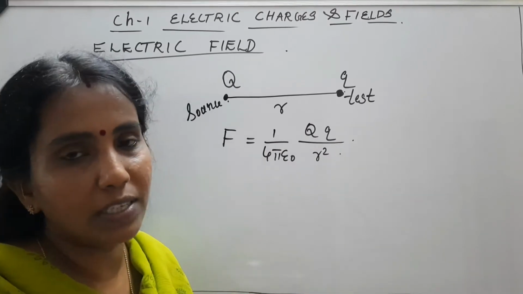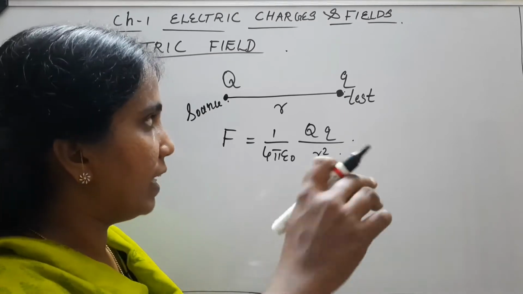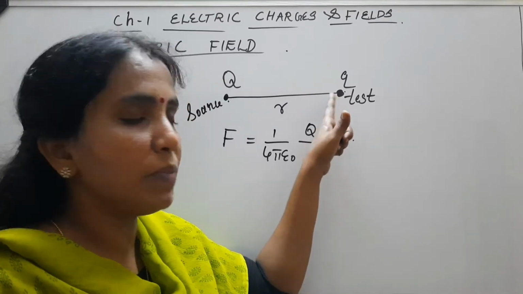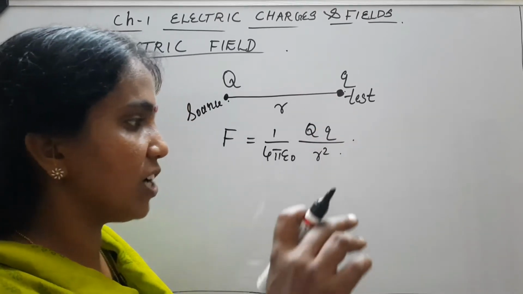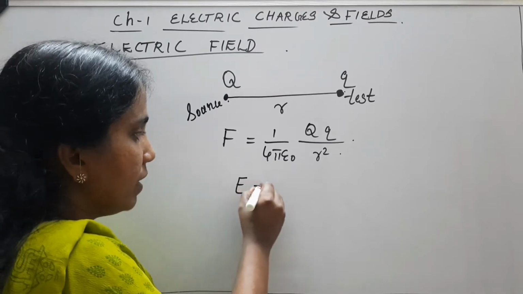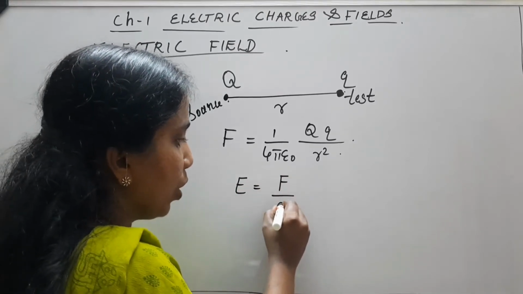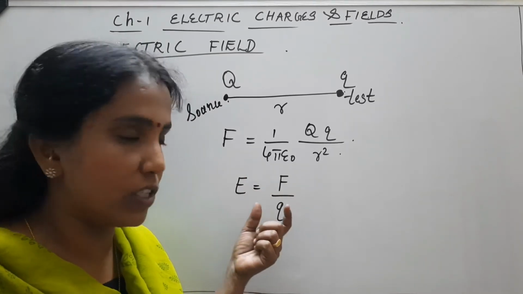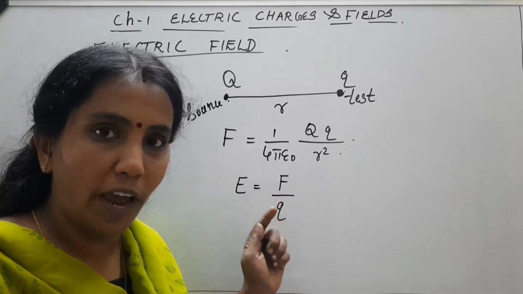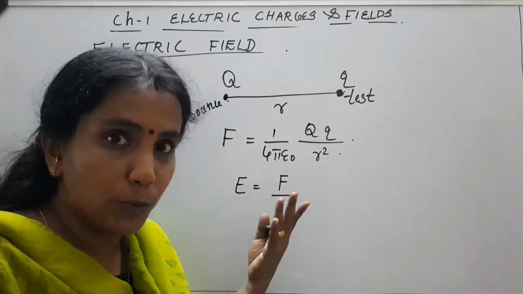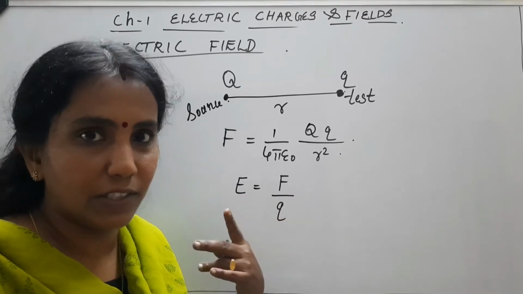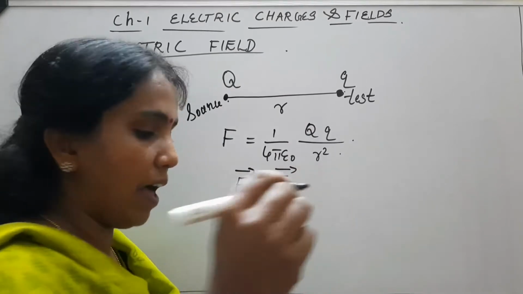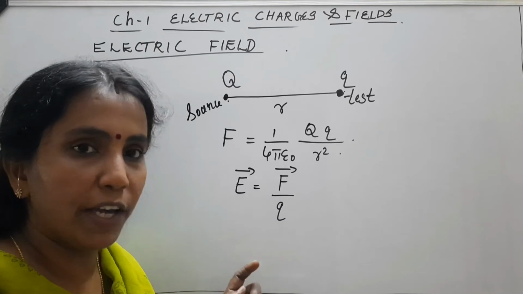So mathematically, what is that effect or electric field? It is defined as the force experienced by a unit positive charge kept at that point. Electric field is equal to F by Q: force per charge, or force experienced by unit positive charge. So electric field E is equal to F by Q. That force per unit charge is defined as the electric field. When we add the vector direction, we have the electric field vector E equal to the force vector F by Q.